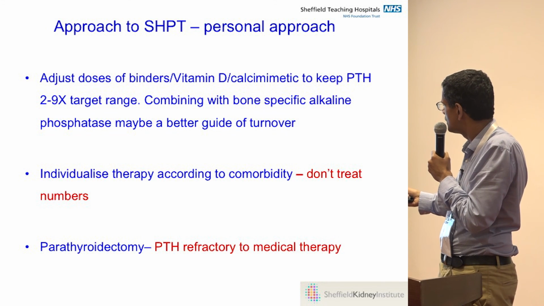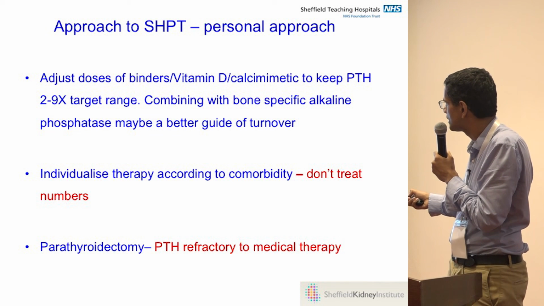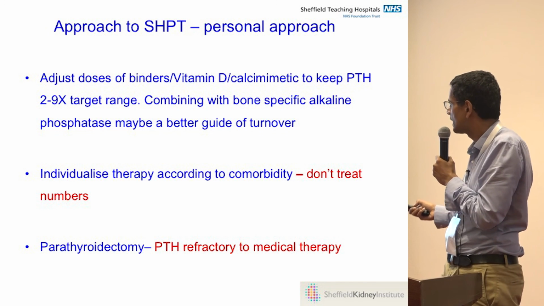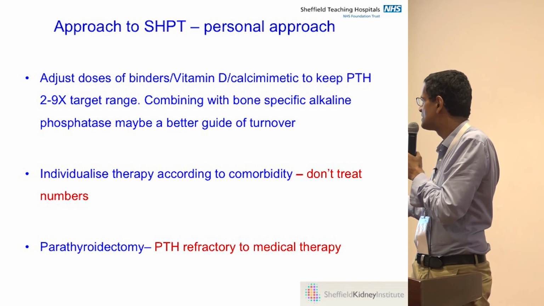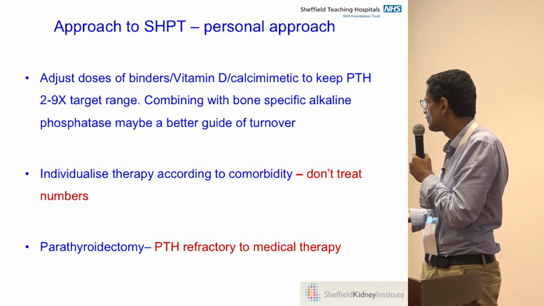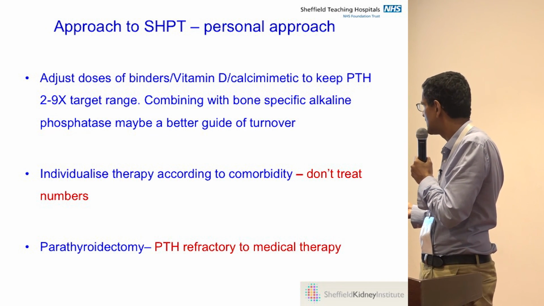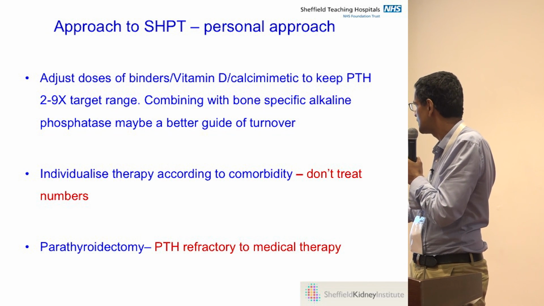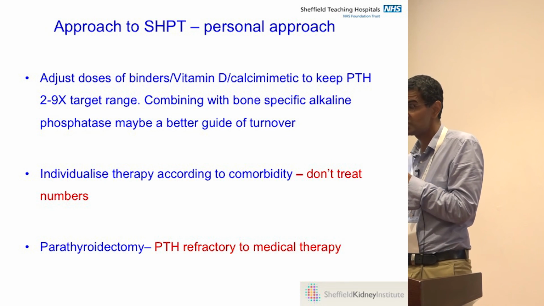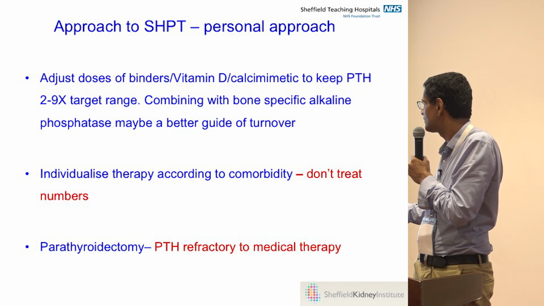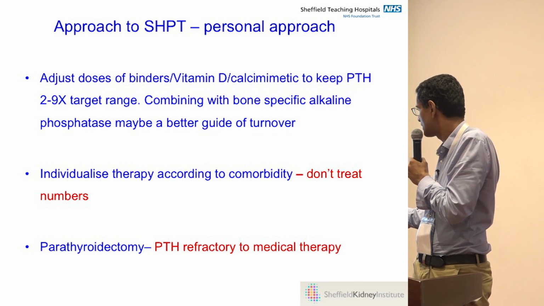And as I say, KDIGO would recommend keeping your PTH between 2 to 9 times the target range. And in the future, maybe using alkaline phosphatase or bone-specific alkaline phosphatase may give you a better guide of bone turnover, but it's not really ready for clinical use yet. Most importantly, as in all aspects of nephrology, you never treat numbers. Don't just treat a PTH, don't just treat a phosphate, treat the patient in front of you, because you need to weigh up the risks and benefits.